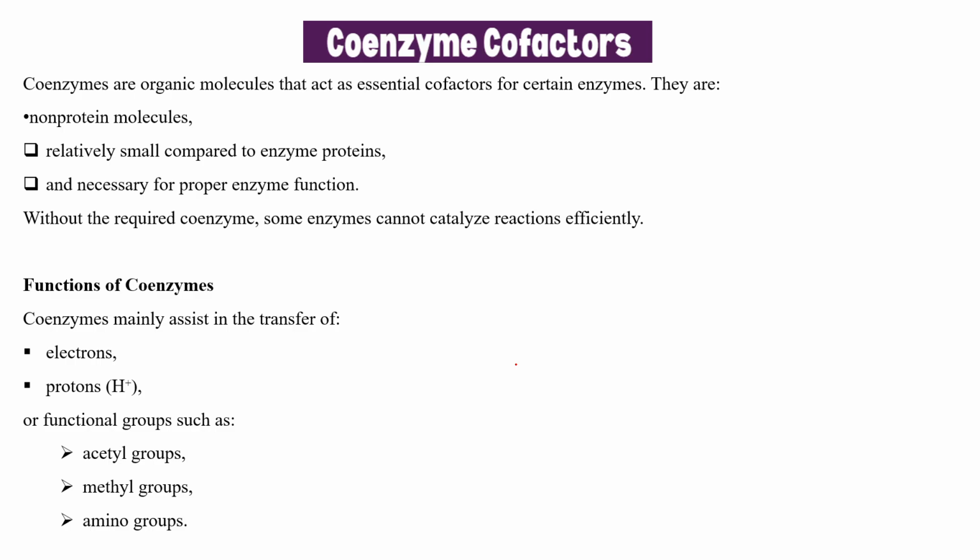Without the required coenzyme, some enzymes cannot catalyze reactions efficiently. So the reaction that you are expecting to happen won't happen, because the right coenzyme is not there to enhance the efficiency of this reaction. So, functions of the coenzyme. Coenzymes mainly assist in transfer.